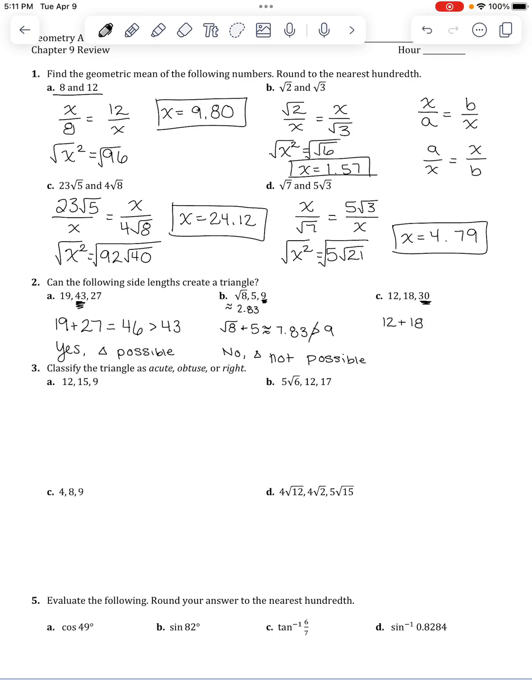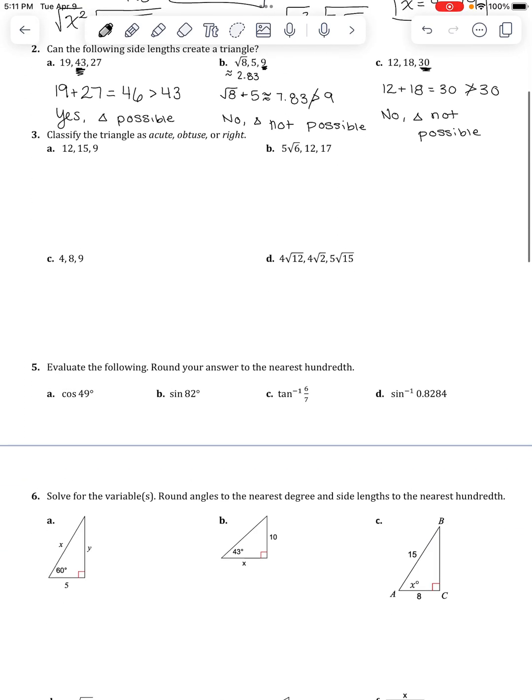Okay, last one. Biggest is 30. Add up the other two. 12 plus 18 is 30, and 30 is also not bigger than 30. It's equal to. Equal to is not good enough. Has to be bigger. So that just checks if a triangle is possible.